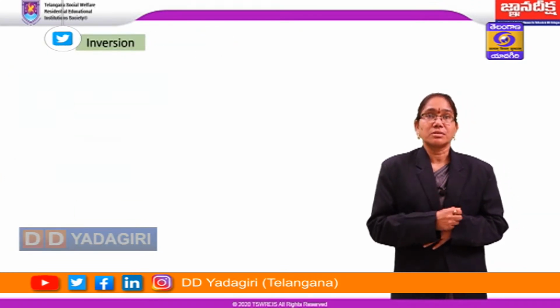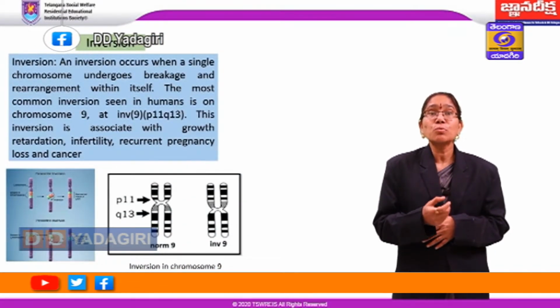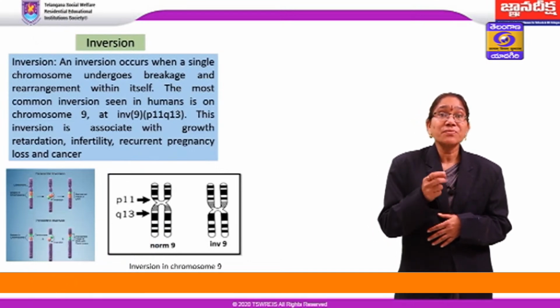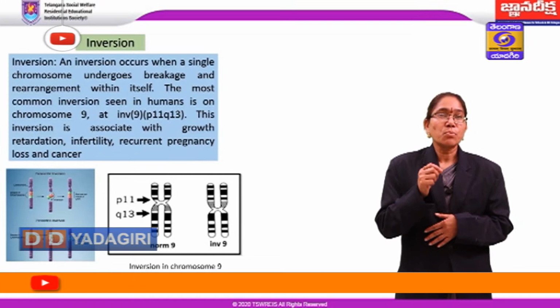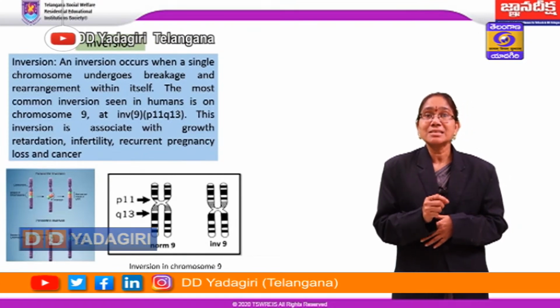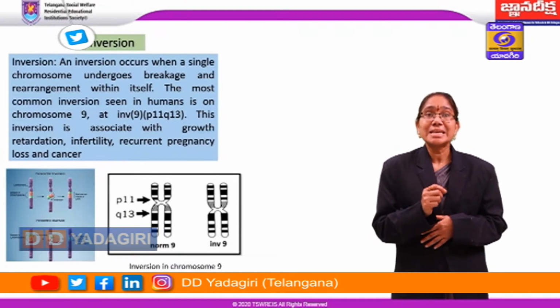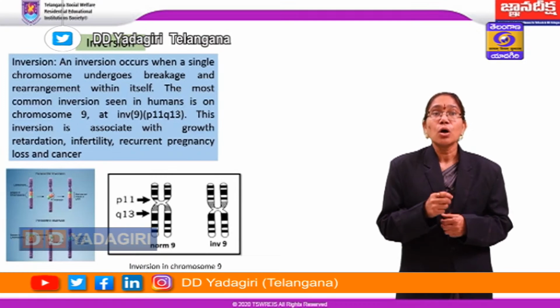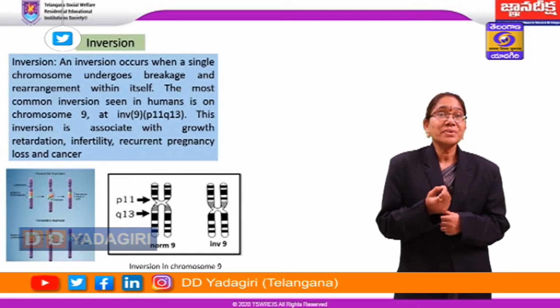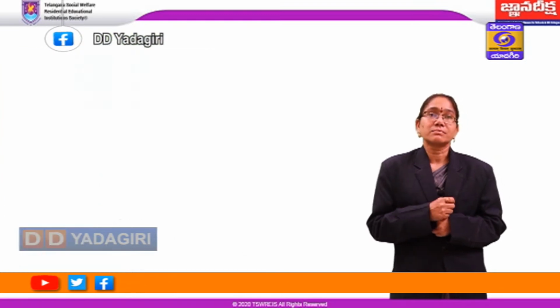Next, inversion. An inversion occurs when a single chromosome undergoes breakage and rearrangement within itself. The most common inversion seen in humans is on chromosome 9. This inversion is associated with growth retardation, infertility, recurrent pregnancy loss, and cancer.